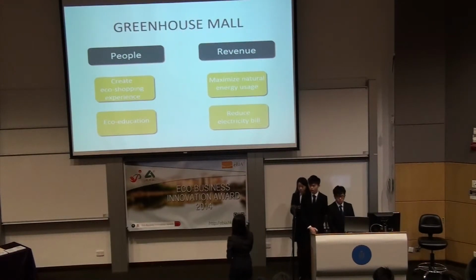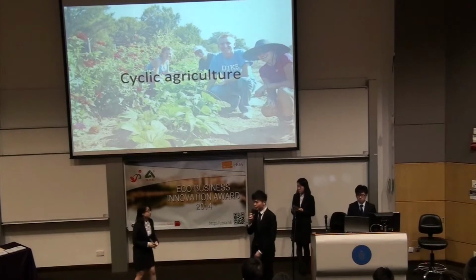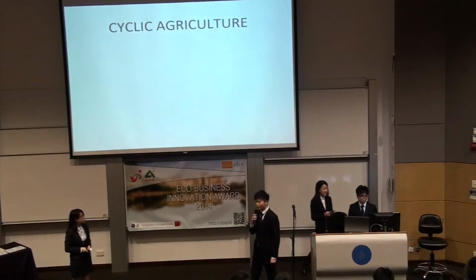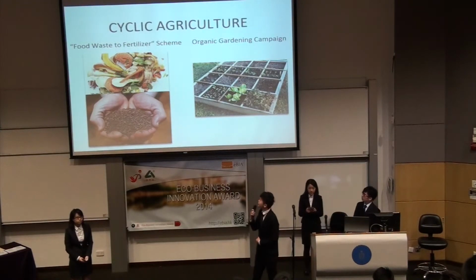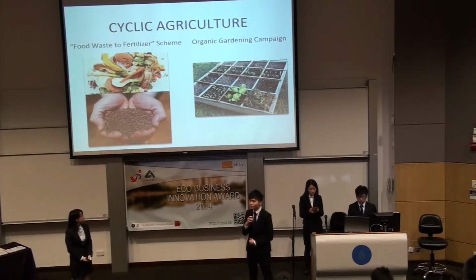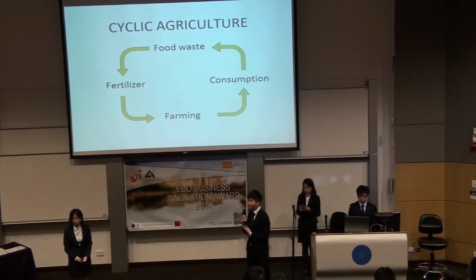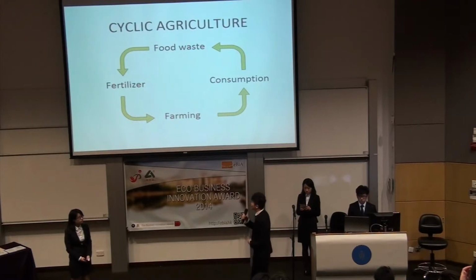So I pass the time to Alex to talk more about cyclic agriculture. And now it comes to the recreational part of our community, cyclic agriculture. Cyclic agriculture is a breakthrough, a brand new system consisting of two parts. The first one is the food waste to fertilizer scheme, and the second one is the organic gardening campaign. As its name suggests, it is a closed system that consists of the transformation between fertilizer, food, and food waste, acting like a cycle and providing a sustainable system.